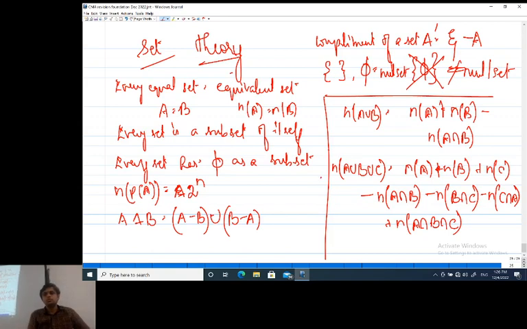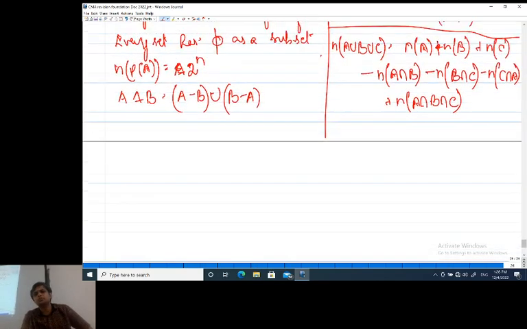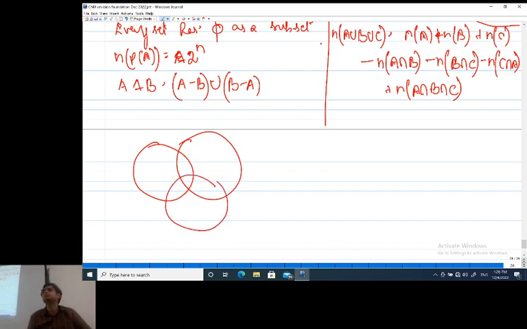Now, in your exam, when they are going to give you a problem in the identities, I would prefer you don't directly substitute in the formula. Draw the diagram, you will be able to understand the formula automatically. This is for A union B union C. The two-egg diagram is for A union B. That's all.